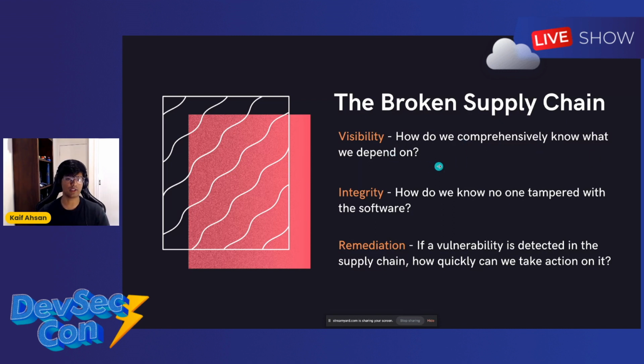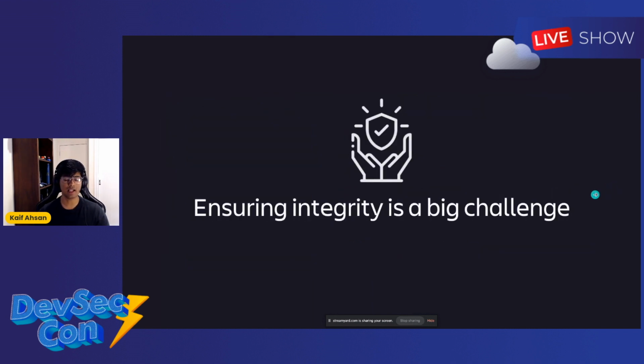And all of these issues are quite complex on their own, and they deserve their own lightning talks, and if not, in-depth talks, if I'm honest. In my talk, I'll focus explicitly on the integrity side of things, because ensuring that our software has not been tampered with is a big challenge.